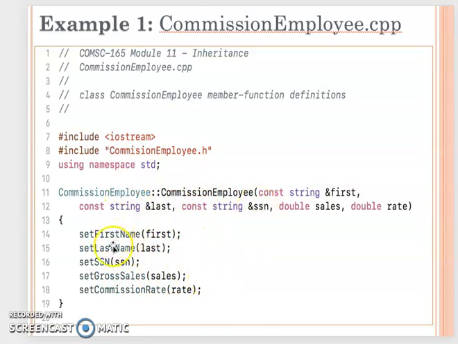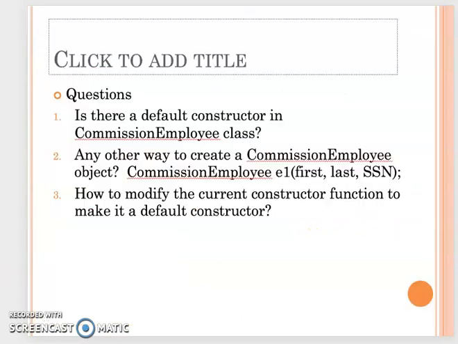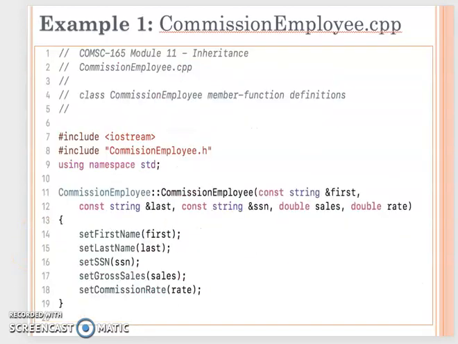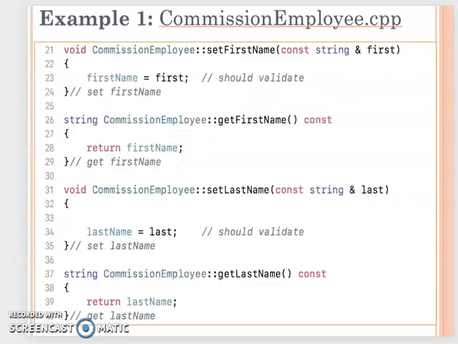Then we just call all the setter functions to pass the parameters for the first name, last name, social security number, sales, and rate. Then here, continuing with the getter and setter functions, how to implement them is very clear and straightforward. You all understand that. So I just ask you to download these 3 files, including the driver program, to run with that.